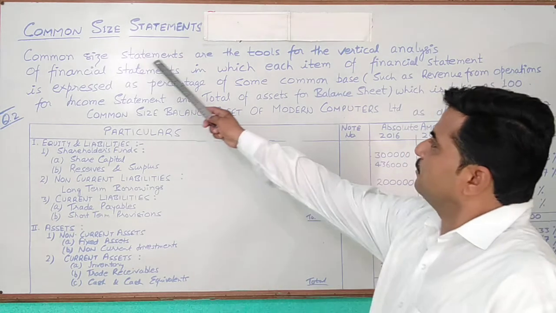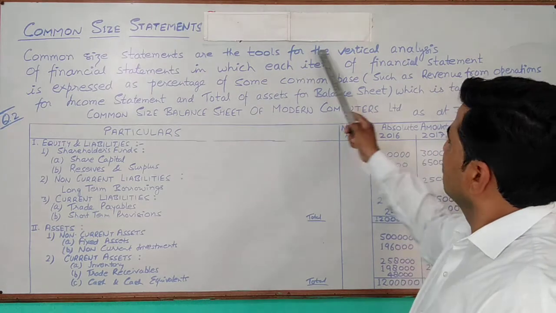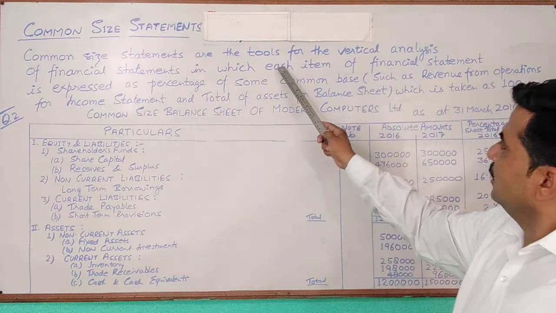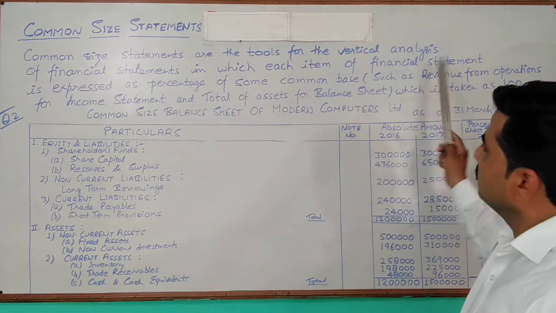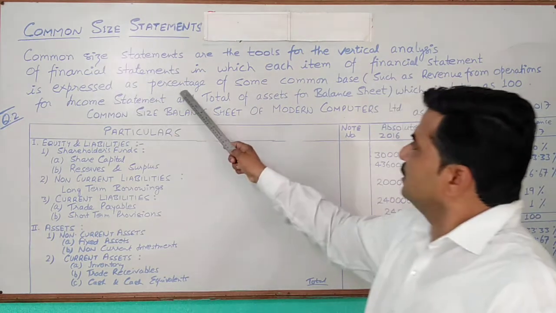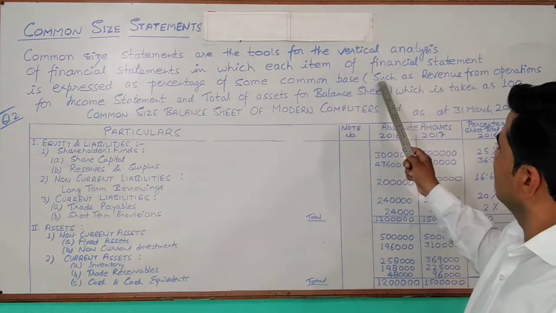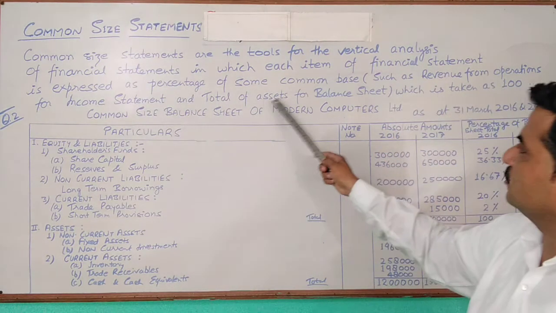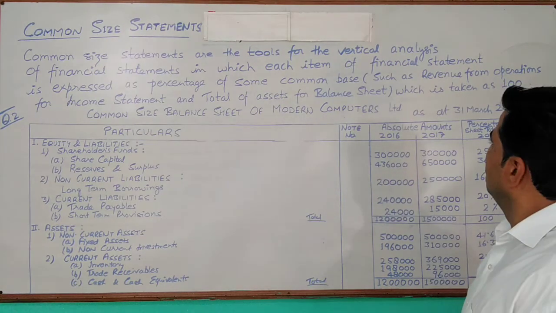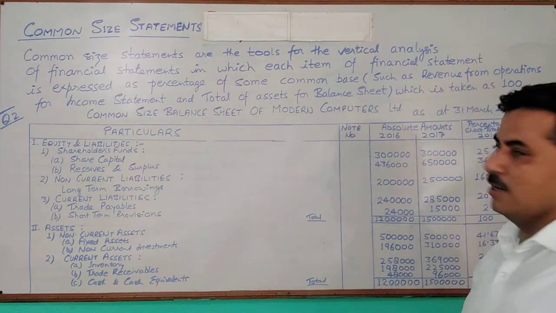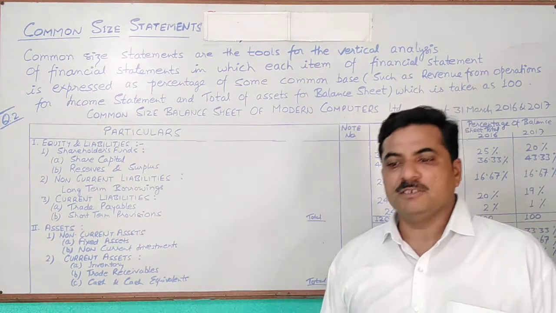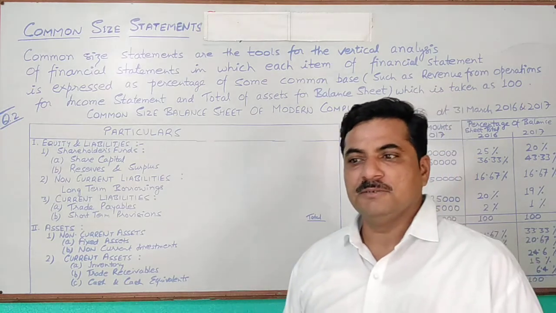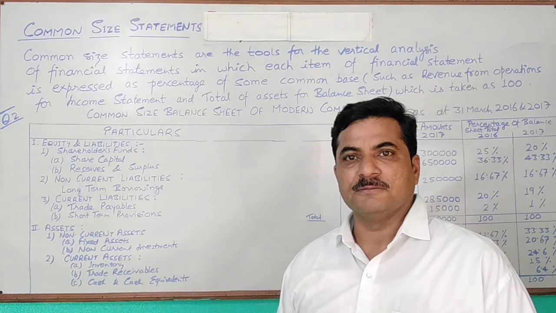So common size statements are the tools for the vertical analysis of financial statements, in which each item of the financial statement is expressed as percentage of some common base, such as revenue from operations for income statement and total of assets or liabilities for balance sheet, which is taken as 100 or 100%. So students, we have to compare the different items in common size statements by taking a common base for comparison.